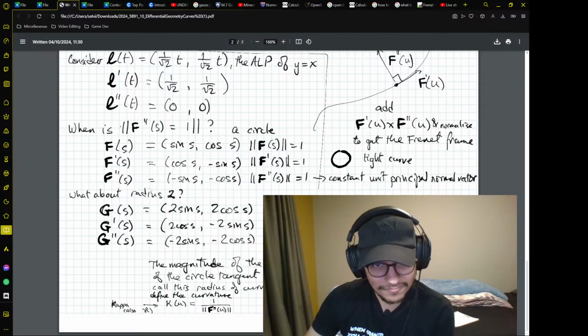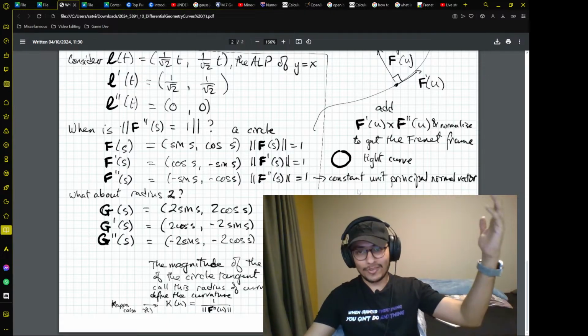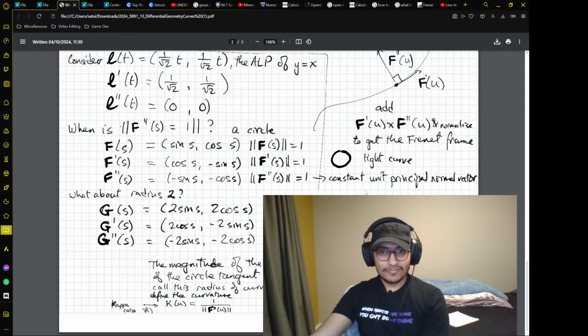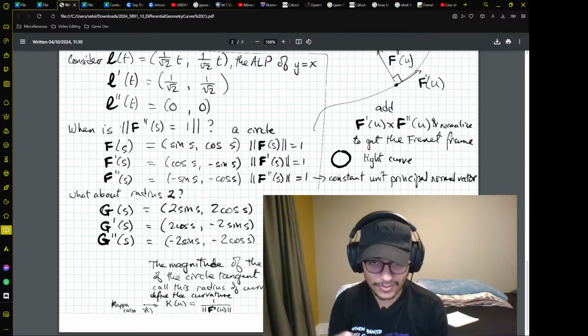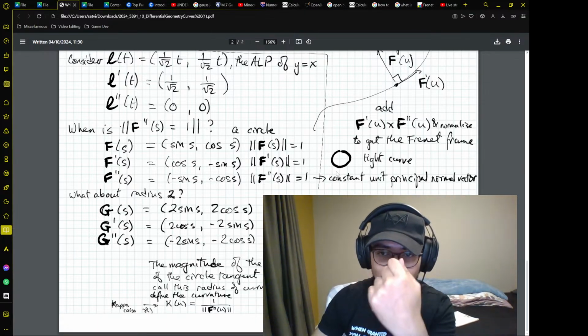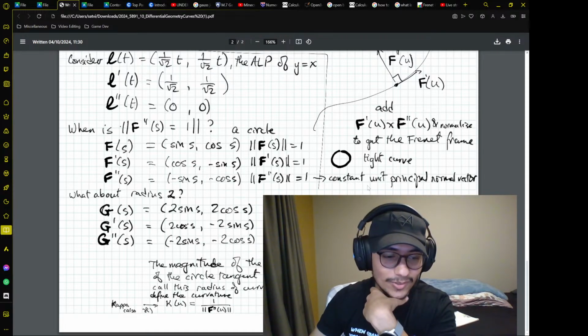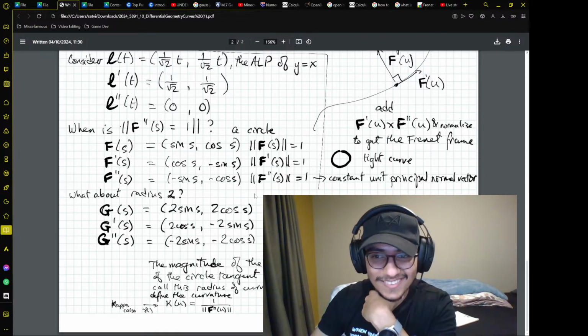And we call the acceleration the constant unit principal normal vector, since its magnitude is always equal to 1. That's why, I mean, mathematicians came up with this terminology, I don't know. Okay.